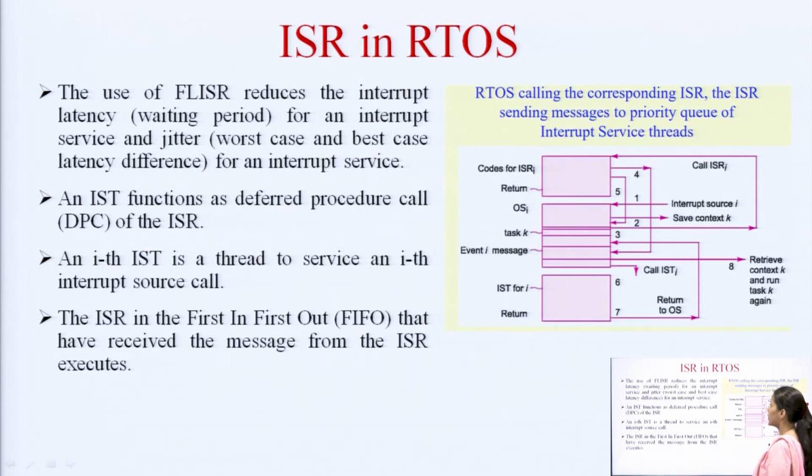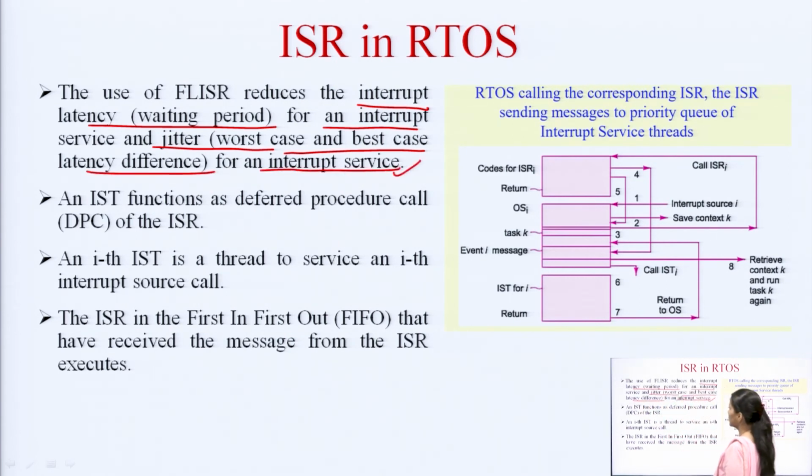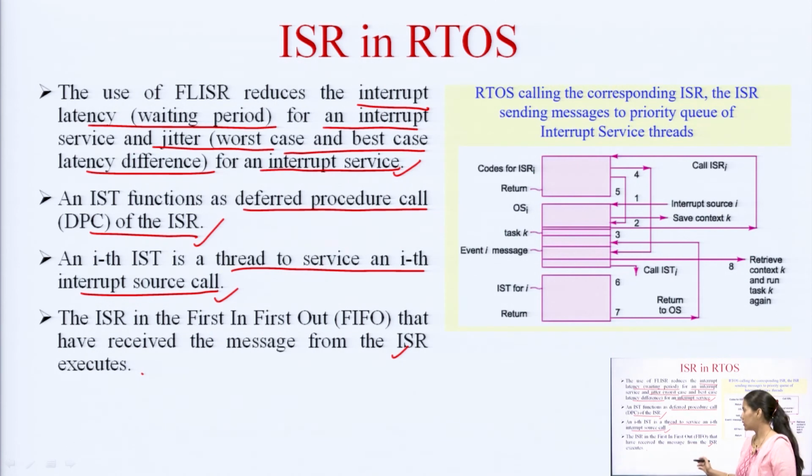The use of fast level ISR reduces the interrupt latency, that is the waiting period for an interrupt service, and jitter. Jitter is the worst case and best case latency difference for an interrupt service. An IST functions as the deferred procedure call, that is DPC, of the ISR. The ith IST is a thread to service an ith interrupt source call. The messages received from the ISR will be executed in first in first out, that is FIFO, order.